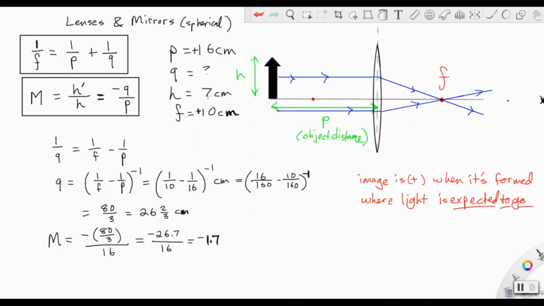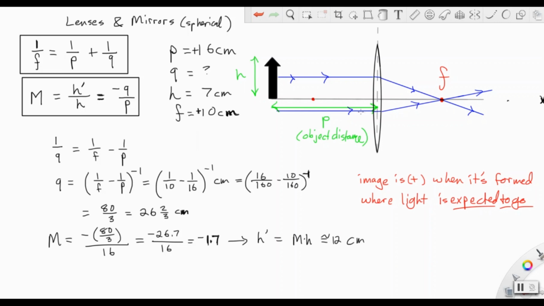And since we said our object was about 7 centimeters, then we can apply that to this portion of the equation here to say that the image height is going to be equal to the magnification times the height of the object. So 7 centimeters times 1.7, which should give us 11.7, right? So it's about 12 centimeters.